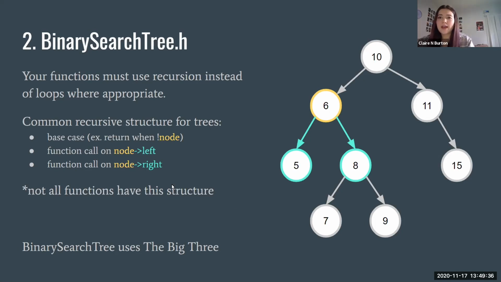So now we're going to take a look at the actual source file, BinarySearchTree.h. We're going to go through it, talk about functions, and also be doing some diagrams for the trickier functions.